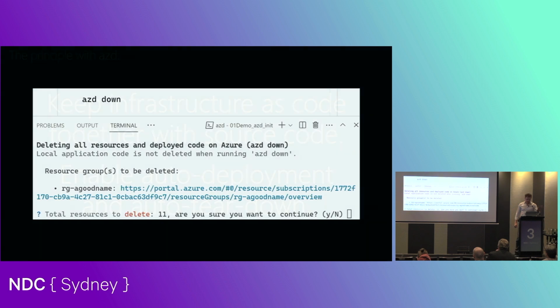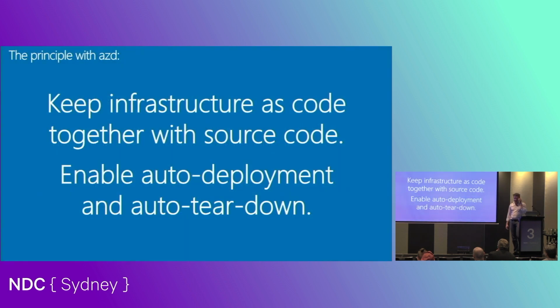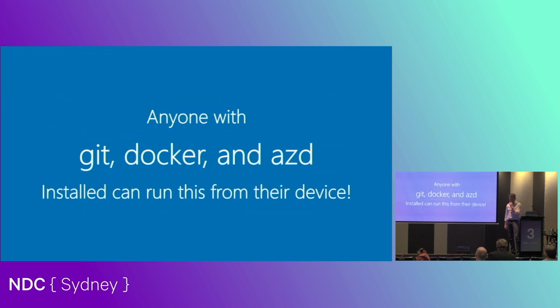So would you like to continue and delete all these things? So the principle with AZD is to keep the infrastructure as code together with the source code in the same repo, and then enable this auto deployment and the important auto tear down. Okay? That's what we want to do. So anyone who has Git, Docker, and AZD installed on their machine can do this.